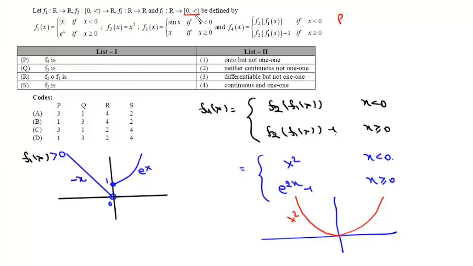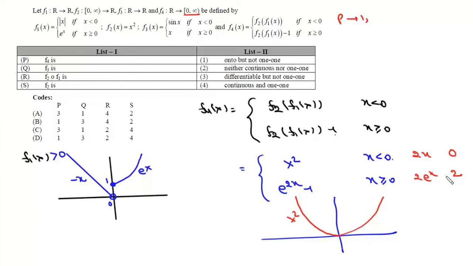So if we look at this, p is onto but not 1-1. Codomain of f2 is from 0 to infinity, and range of this function is from 0 to infinity. So this first one is correct. So p matches with 1. It is neither continuous nor 1-1, not true. Differentiable but not 1-1. So if we look at differentiability, then here the derivative is 2x and here the derivative is 2 into e to the power x. Left hand derivative 0, right hand derivative 2. So it is not differentiable. And d is continuous and 1-1. So p is only mapped with 1.